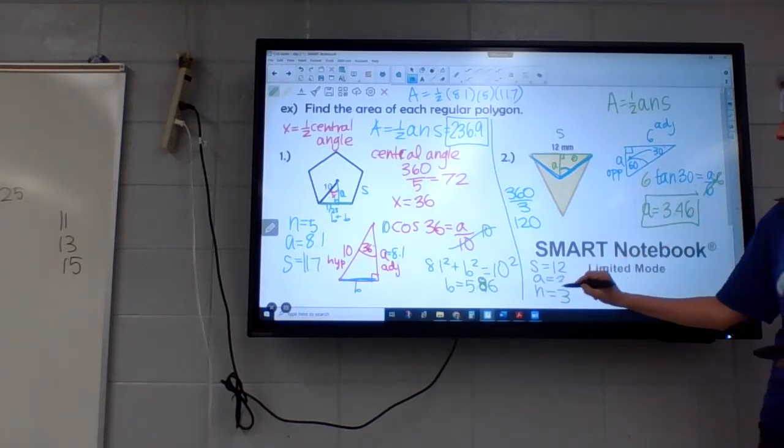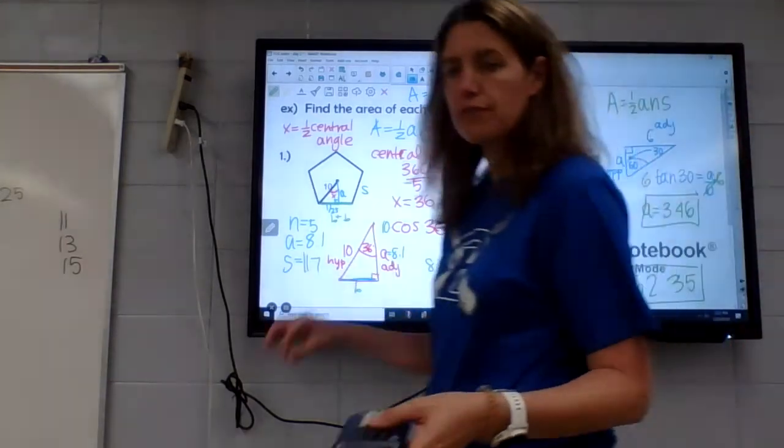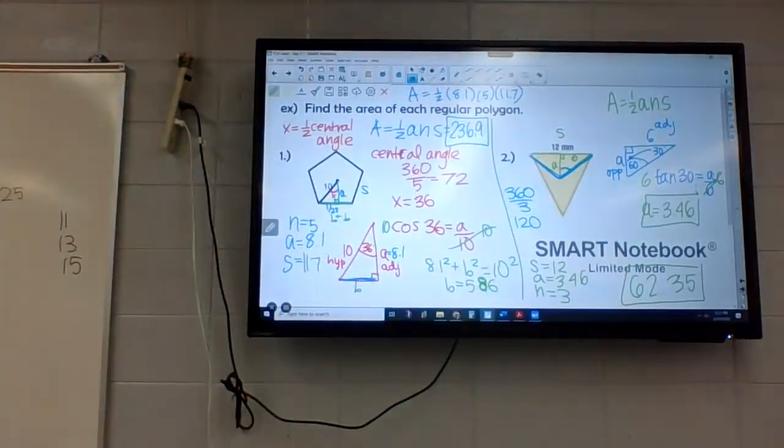So we found A, we found N, we knew S, I guess we knew both of them. And so again, my formula, 1/2 A times N times S. Now when I can leave it in my calculator as a long decimal, I'm just gonna leave it with all the decimal places, times 3 times 12, don't forget to do half of that. And I get 62.35. Now, if you rounded it all, it might be a little bit off from that. Okay.